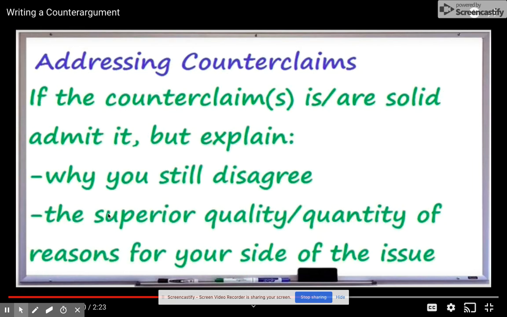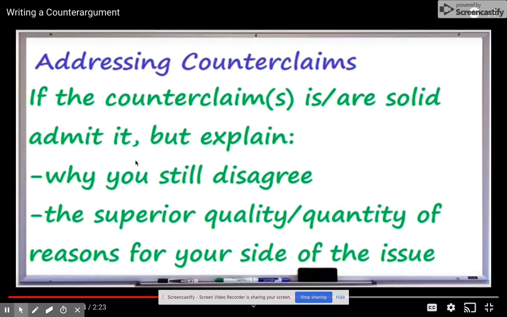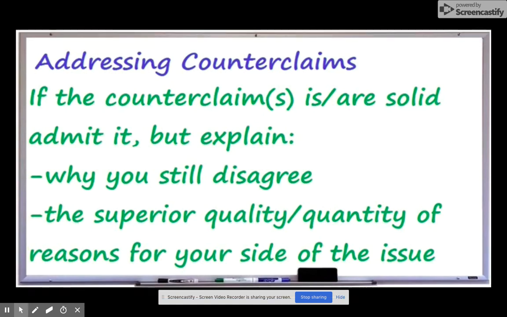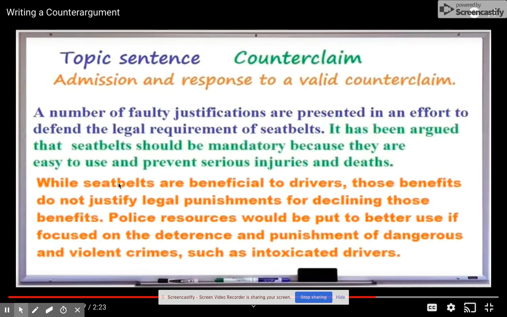You might also acknowledge the counterclaim as a good point, but explain why it's not a good enough reason to change your position on the issue. Perhaps it's only one good point while your side has multiple good points that are equally valid. Or perhaps one of the arguments you presented is much stronger than the reason provided in the best counterclaim you could conceive.